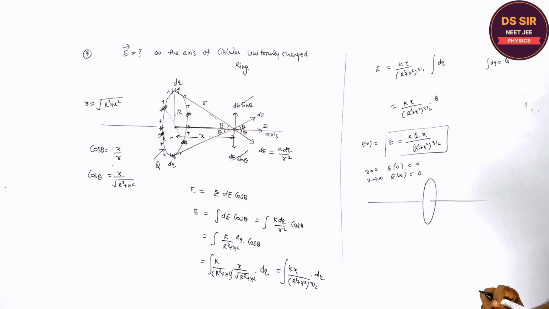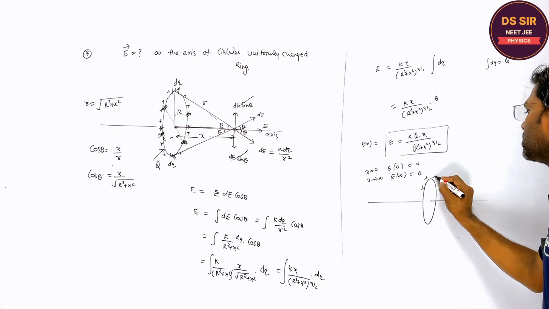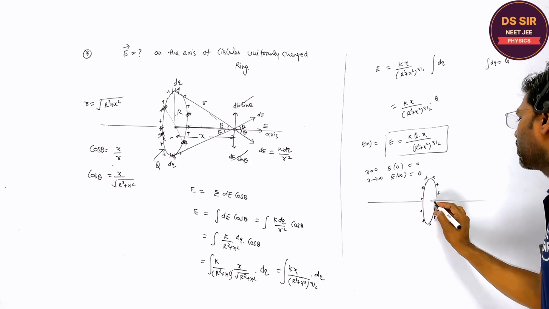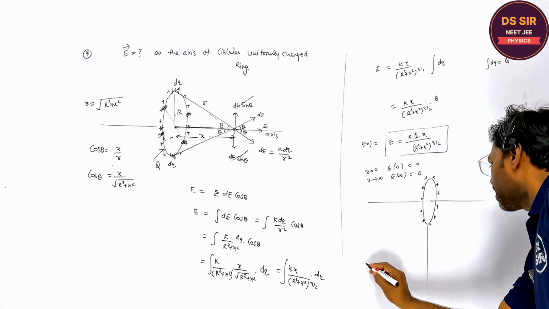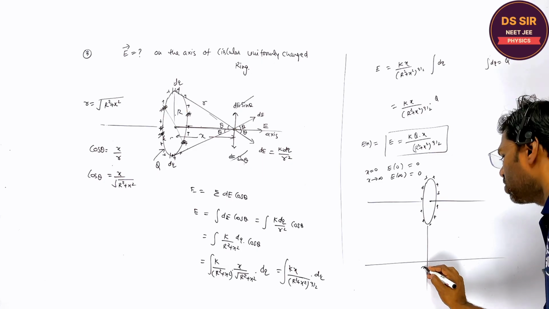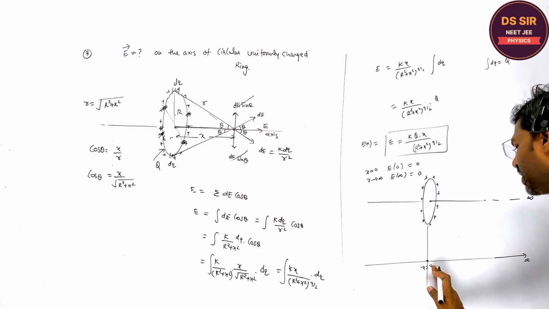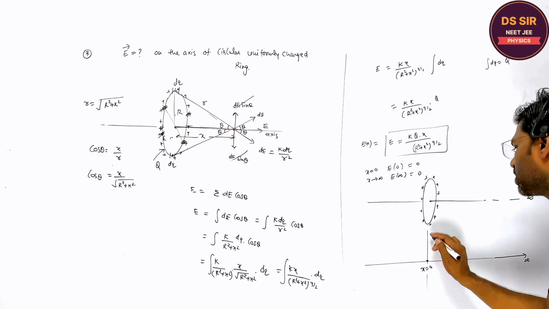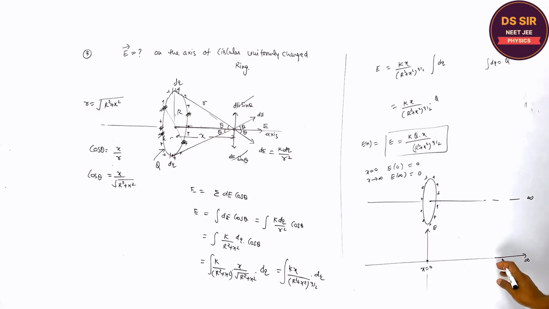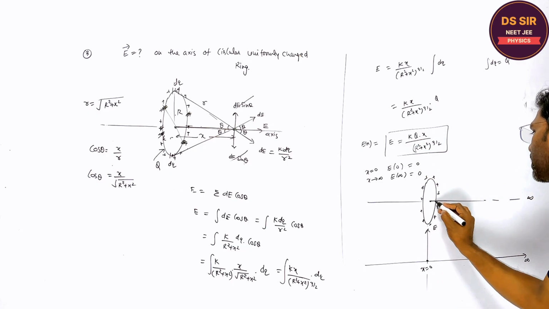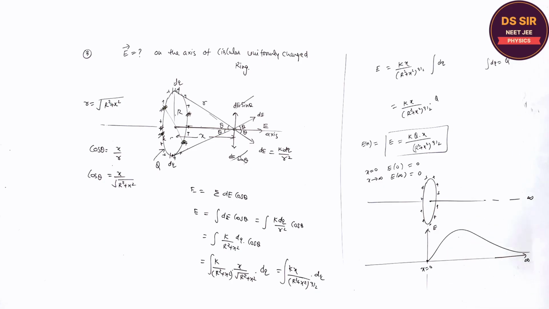You must remember this also. If this is the plus q charge distributed over the circumference of the ring, in the graph of the electric field, at x equal to 0 the electric field is 0. At infinity, very far away from this, the electric field is also again 0. Is it clear or not? So this graph is like this. This is the graph of the electric field.